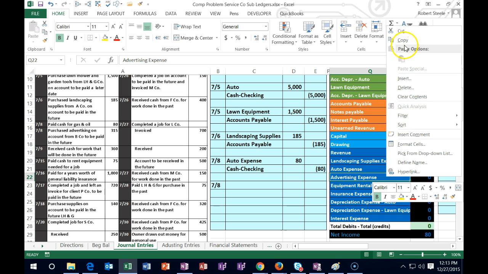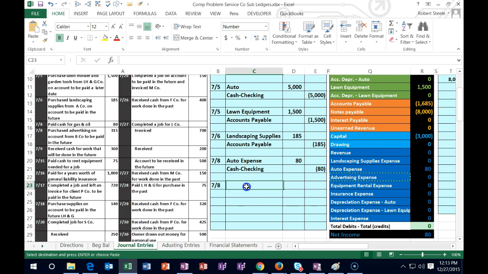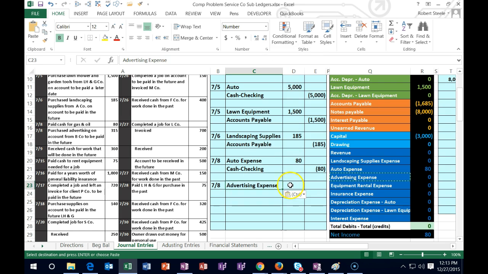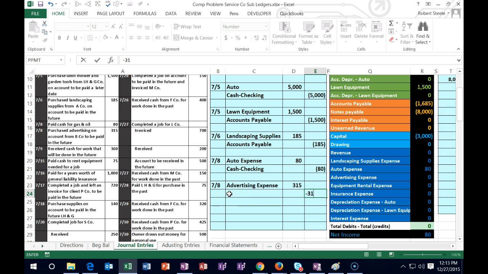So I'm going to copy the expense. I'm going to put that on top and say we're going to have to debit the expense. We know that's what we got, and we know we're going to debit it. And that's going to be for the amount of $315. So we're going to credit something for the same amount, negative $315.